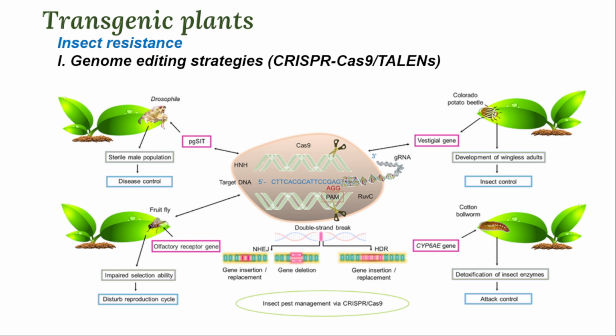Here you can see, to mitigate Drosophila, we insert a PGSID gene, and to mitigate the potato beetle, we go with the vestigial gene. If you want to mitigate cotton bollworm, we go with the CYP6A gene, and we can also target the fruit fly, Drosophila, with other receptor genes using CRISPR-Cas9 technology. So there are different strategies in transgenic plants to mitigate insect infestation in agriculture crops in different ways.